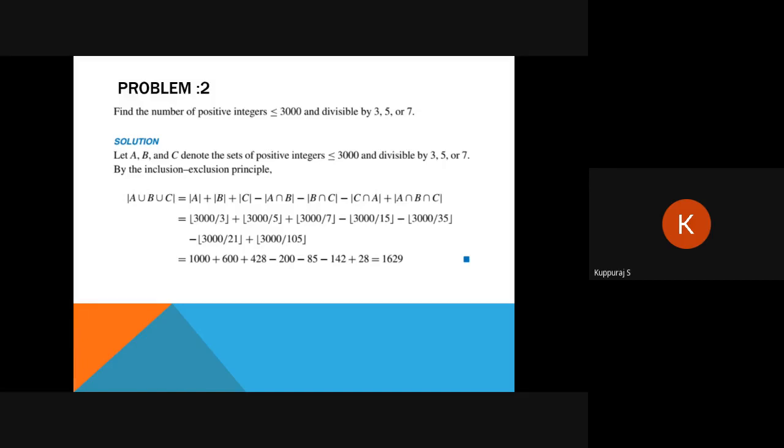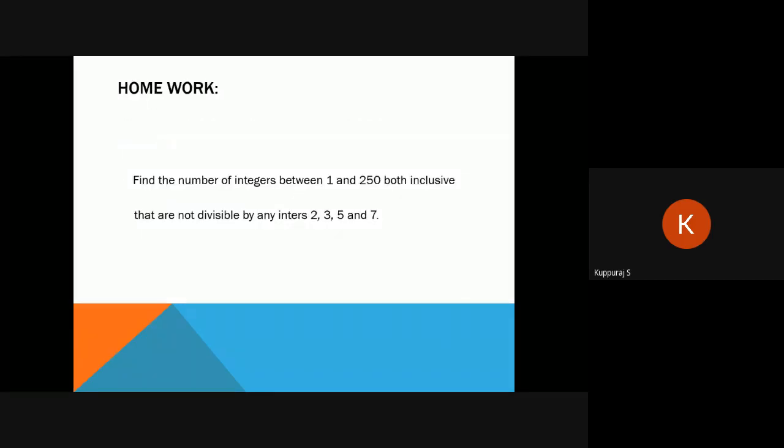Next one is a homework problem. Anyone try to answer this one, because you already studied this in your DM also. Find the number of integers between 1 to 250, both inclusive, that are not divisible by any of the integers 2, 3, 5, 7.